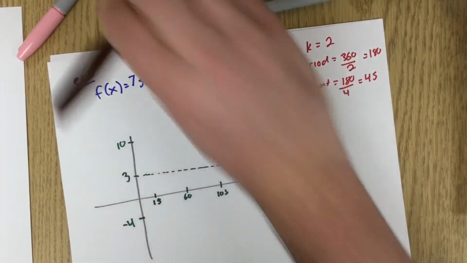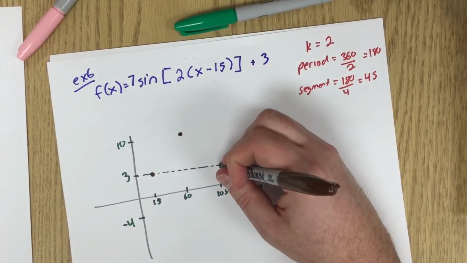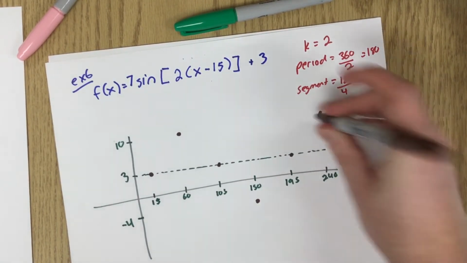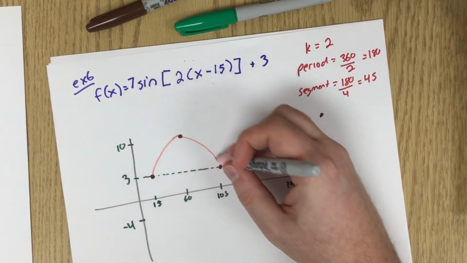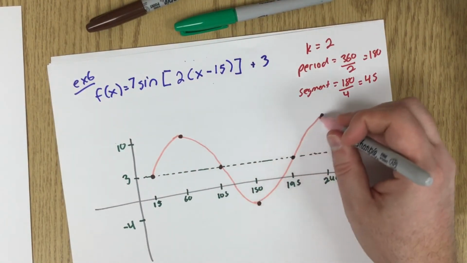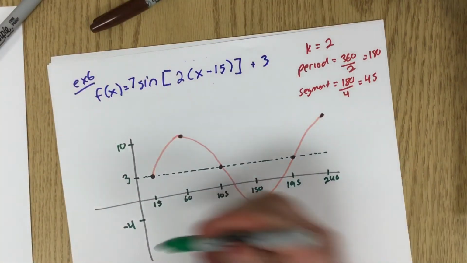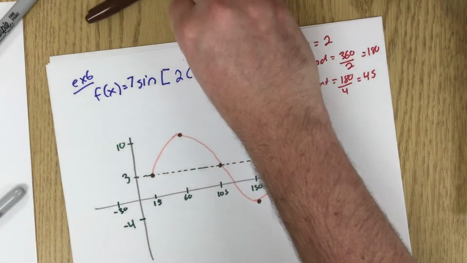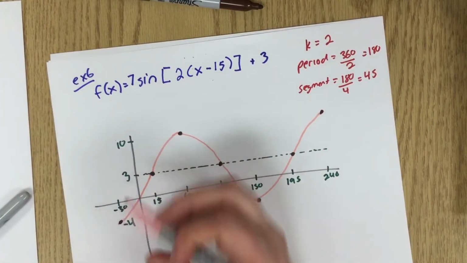It's a sine graph, so it's going to start in the middle. It goes up, down, bottom, middle, top. And that's what the graph of f of x equals 7 sine of 2x minus 15, plus 3 looks like. We could have also gone backwards too. We could go back, say, to negative 30, because we would drop 45. And if we did that, it would be at the bottom over there.